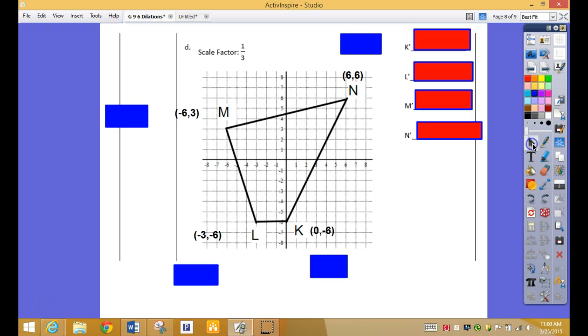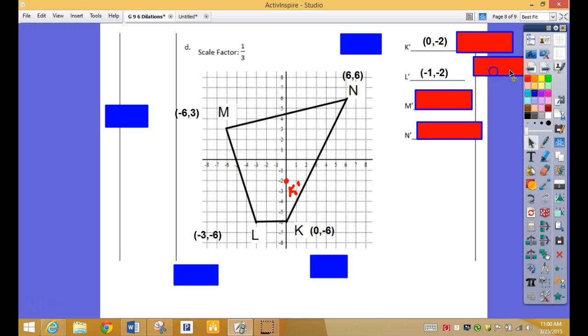So what is K prime going to end up being? 0 divided by 3 is still 0, and then -2. So K prime is 0, -2. And then we have the L, and my K prime. L, yep, -1, -2. Those end up being pretty close. L prime, label it. The M prime turns into, yep, -2, +1. That's now my M prime.